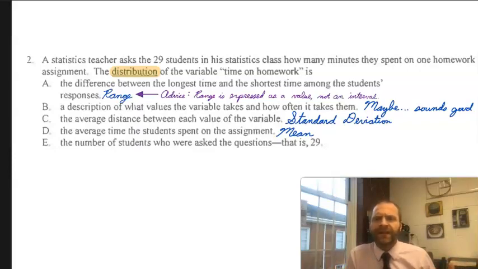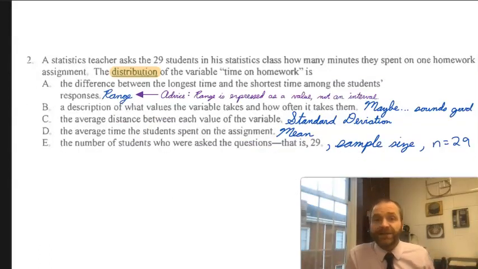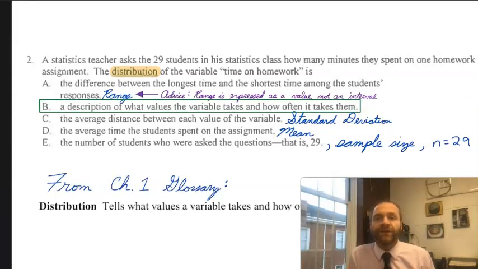All right, so E, the number of students who were asked the question, 29. That's your sample size. That's the sample that was collected by the teacher. So even though A, C, D, and E were all wrong, they were good definitions of statistical terms, but for the wrong question. So even though B is the answer, we do know that a description of what values the variable takes and how often it takes them is the answer. A, C, D, and E are good definitions for a different statistical term.